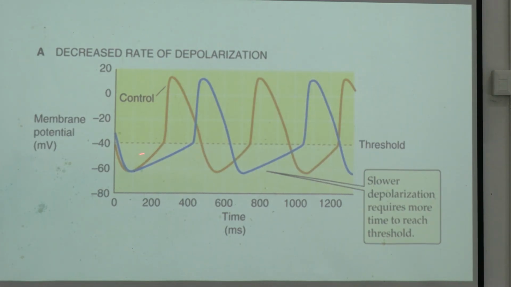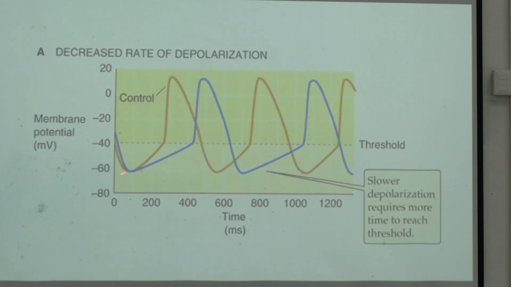Okay, so initially it was steep, right? Now after applying some drugs, slower depolarization requires more time to reach threshold, so the rate is decreased. You see 3 spikes over here normally, but when we apply the drug, we see only 2 spikes, right? So heart rate is reduced.